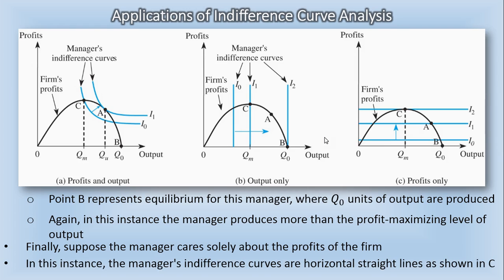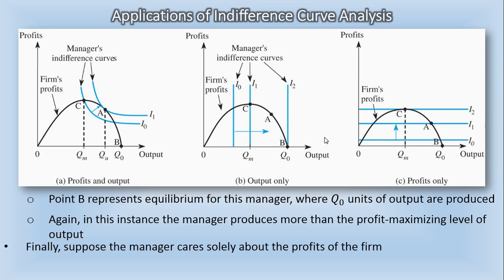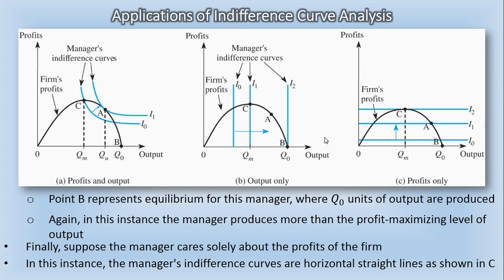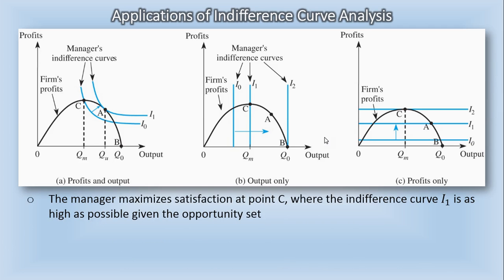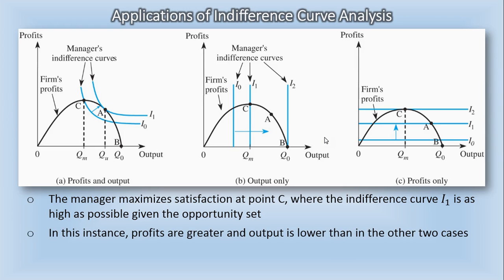And then finally, you have the manager that cares only about profits and not about output. So her indifference curves are flat lines at each level of profits that do not change with respect to the level of output, because she only cares about profits. The manager's indifference curves are horizontal lines. The manager maximizes satisfaction at point C, which corresponds to QM, the profit maximizing level of output. In this instance, profits are greater and output is lower than in the other two cases.